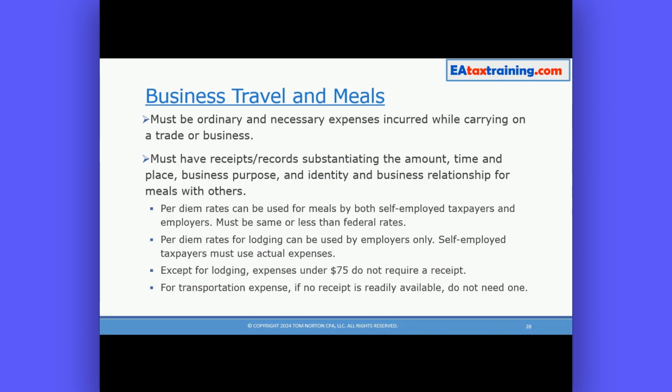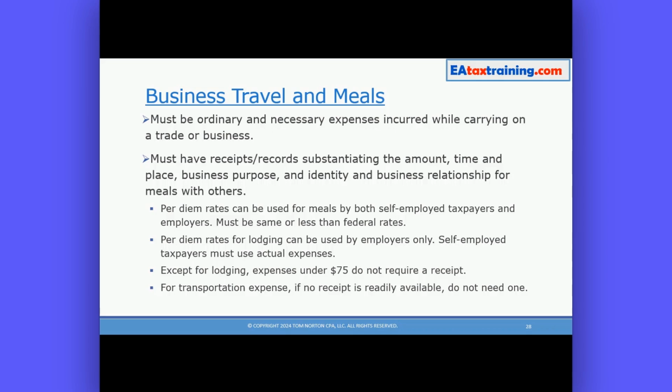For transportation expenses, if no receipt is readily available, then you don't need one. So maybe you took a taxi cab, paid cash, didn't get a receipt. That's okay. You can go ahead and deduct that as long as you can establish it was for a business purpose.